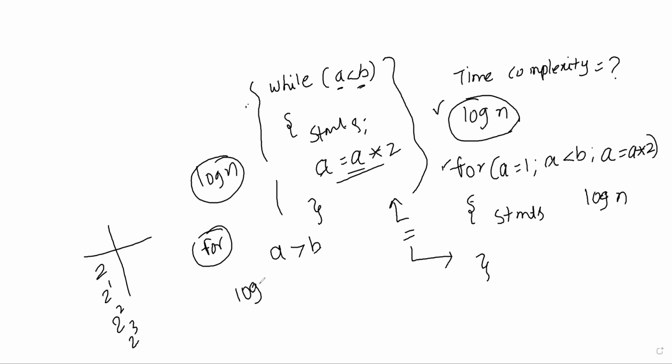So that would be log n, right? A greater than b. So what is a? 2 power k. So k is greater than b. So k is log b. Usually we have to say in terms of b, then it is log b. It's fine if you can tell in terms of n, that is fine.